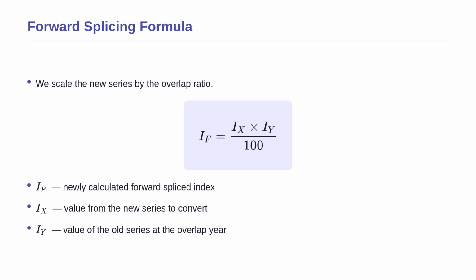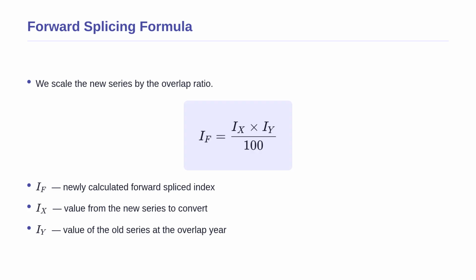Here, the symbol IF is the newly calculated forward spliced index that continues the old series into the present. The term IX represents the value from the new series that we want to convert. The term IY is the value of the old series at the exact year where both series intersect and overlap.